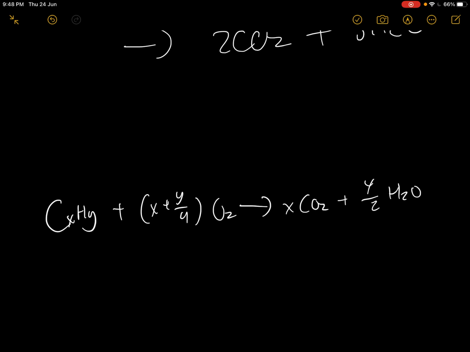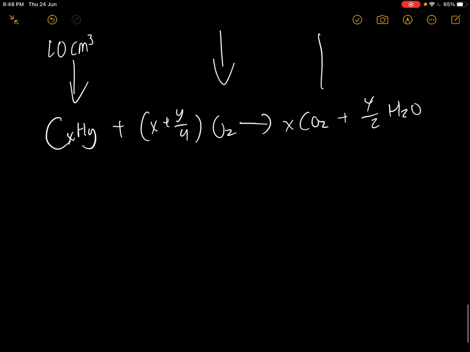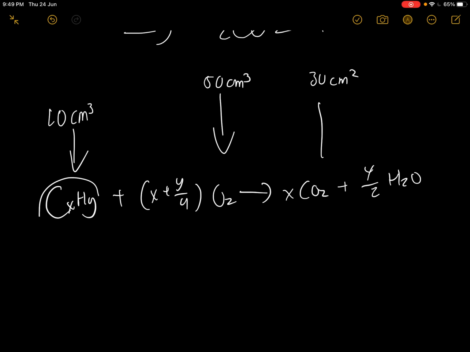Okay, so it says 10 cm cube of hydrocarbon, so this is 10 cm cube, requires 50 cm cube of oxygen to produce 30 cm cube of carbon dioxide. Okay. So the way you solve, so how do you determine the molecular formula? You have to determine what CxHy is.